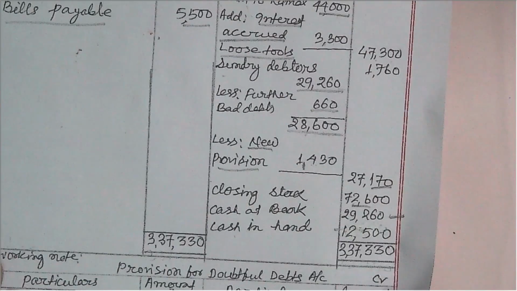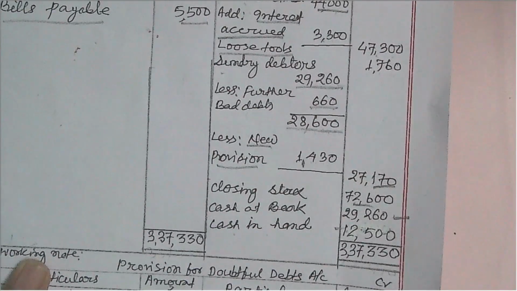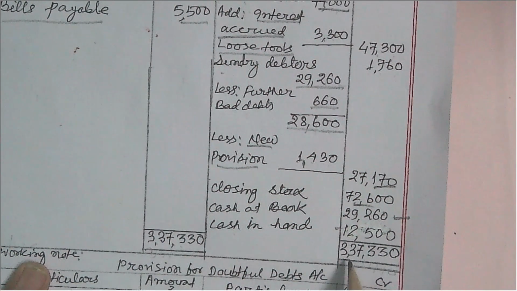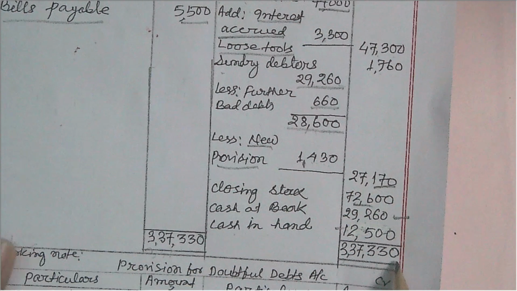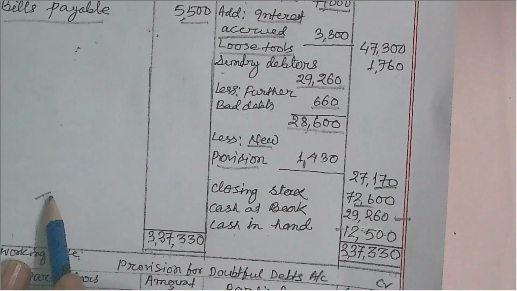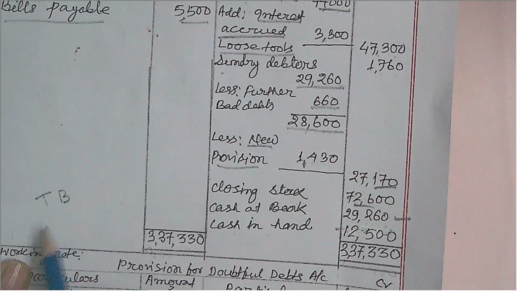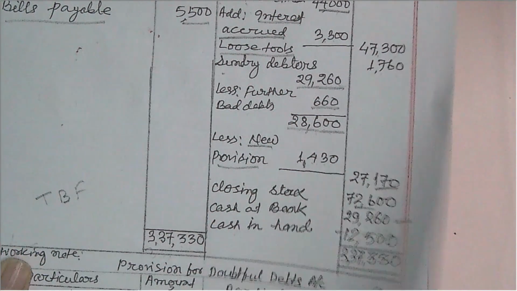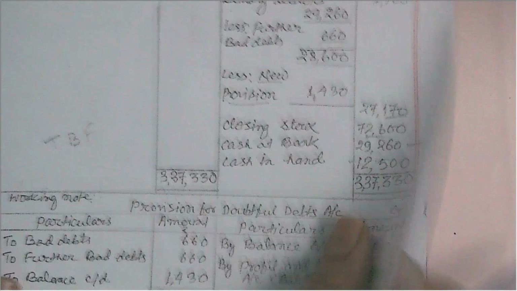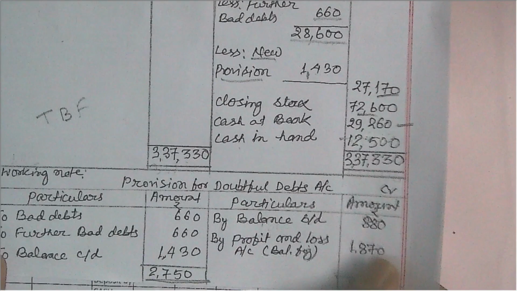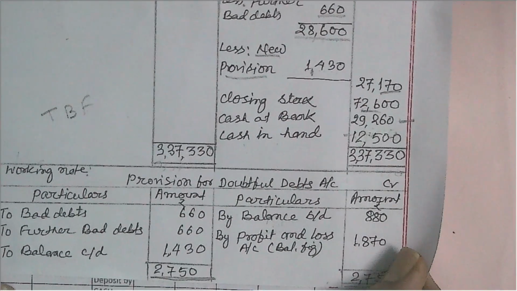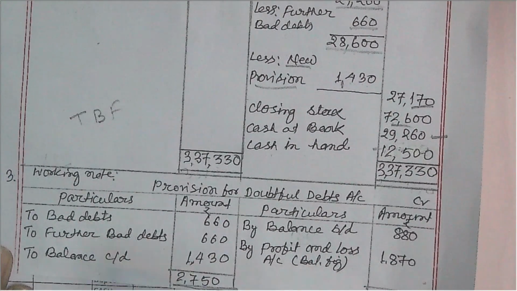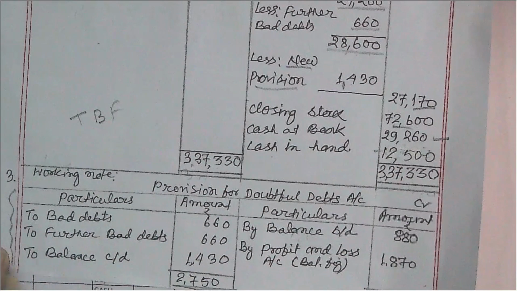So it's this way. When you total it, both sides are 3,37,330. 3,37,330 is your total balance sheet figure. Okay. Now you see in the provision for bad debts account, if you wish you can prepare it in this manner also. And this is working note number 3. Provision for bad debts you can prepare in this manner.